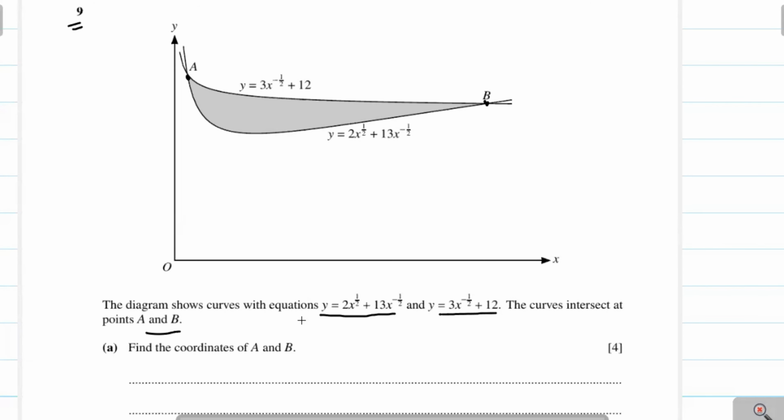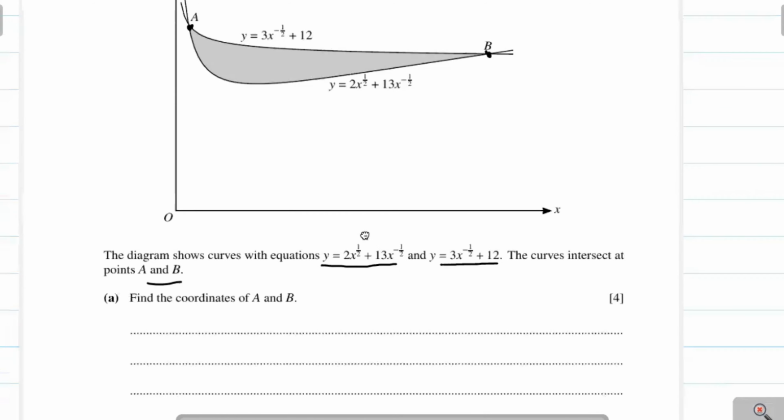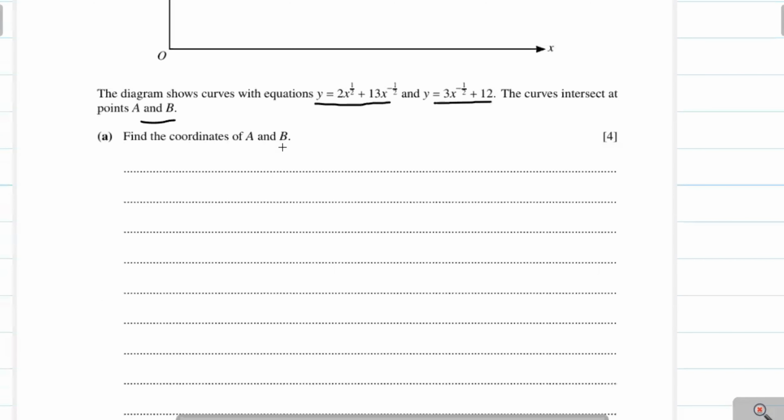And the diagram shows the curve with equations. The curve intersects at point A and B. To find the coordinates of the intersecting points, we will equate both equations to find the coordinates of A and B. You see here the first equation of the curve is 2x power 1 over 2 plus 13 into x power minus 1 over 2, and the second equation of the curve is 3x power minus 1 over 2 plus 12. We equate both equations.